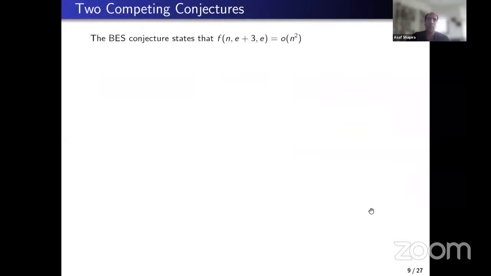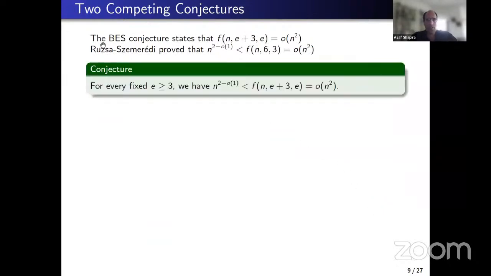Okay, so let me now consider the other direction of the Brown-Erdős-Sós conjecture. So we know by the Ruzsa-Szemerédi theorem that there is an upper bound and a lower bound, and given the difficulty of proving the upper bound, it's natural to conjecture, and this is a folklore conjecture, that not only do we have this upper bound, but we have a nearly matching lower bound.